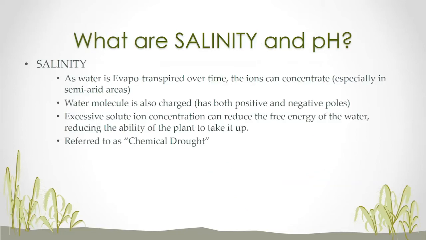So like I said, over time, as water is evaporated from the soil or transpired, that's the use of water by plants from the system, ions begin to concentrate, especially in our arid and semi-arid areas in the Western US and throughout the world. You'll find these in Mediterranean climates, in desert climates, all over the world.